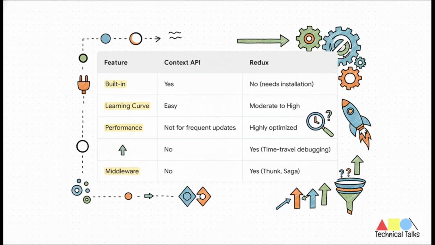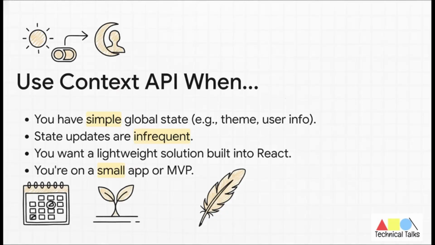Redux, on the other hand, requires a bit more setup, but it comes with incredible developer tools like time travel debugging, middleware for handling things like API calls, and it's built for performance at scale. So when should you reach for the context API? Well, it's perfect for simple, global state that doesn't change very often.